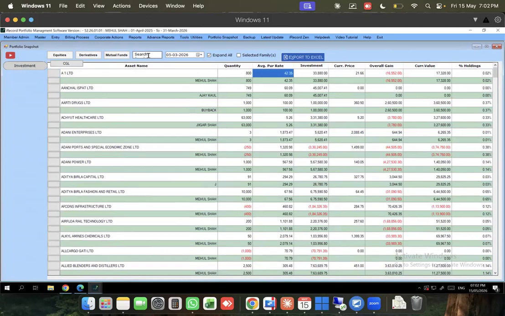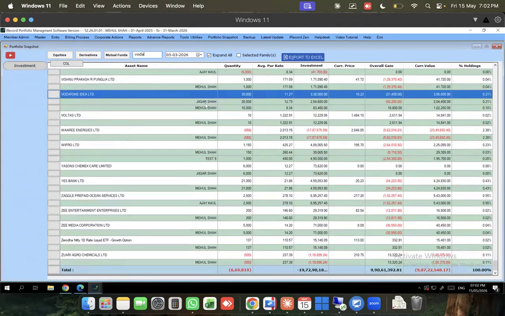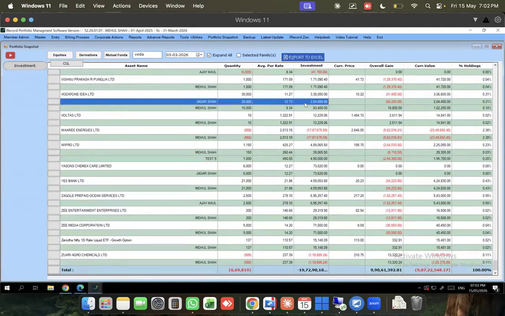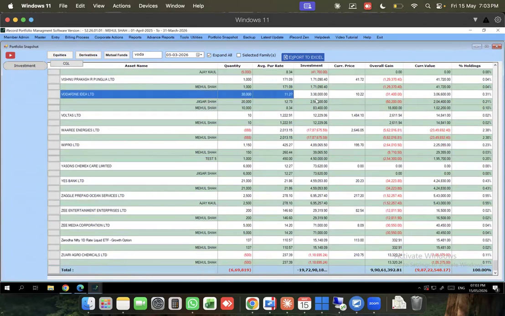So if I happen to sell Vodafone Idea today, Mr. Jigar has to sell at about 12 rupees 73 paisa to actually make a profit. Hence, we have tried to provide you data at two levels, that is parent and child.